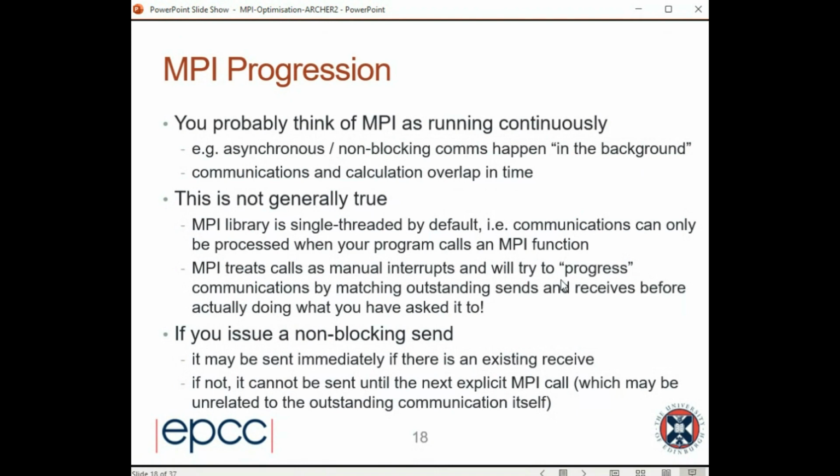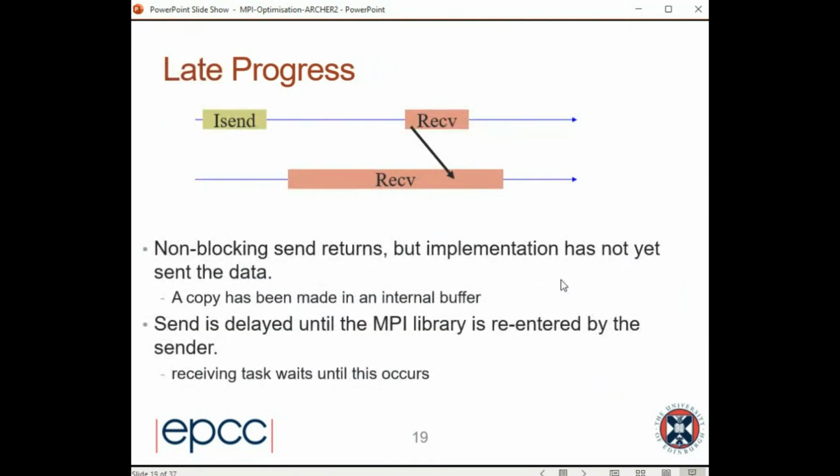And this gives a slightly subtle effect, which is quite difficult, which is a bit like late receiver, but it's when you do non-blocking sends. So what happens here is, you issue a non-blocking send, and the receive hasn't been posted yet. All that happens inside the MPI library on this process is that it's queued up as a send. You basically say, look, I want to send you some data, but you weren't ready. Control then returns to your main program, and that data cannot be transferred until you next call the MPI library.